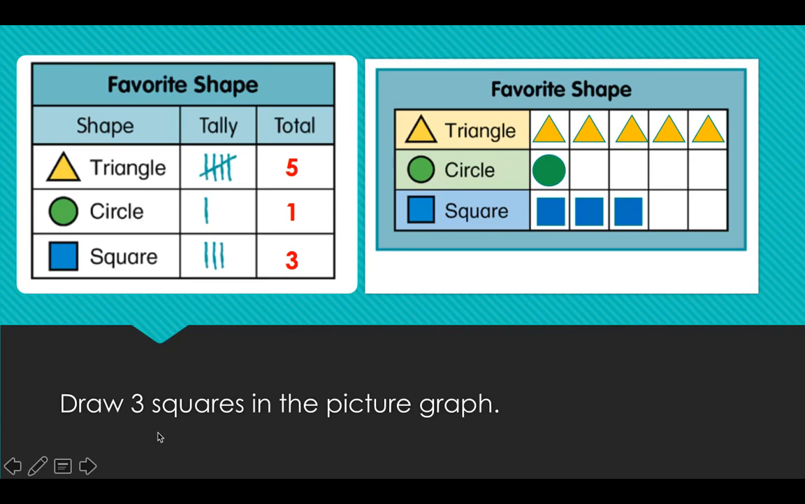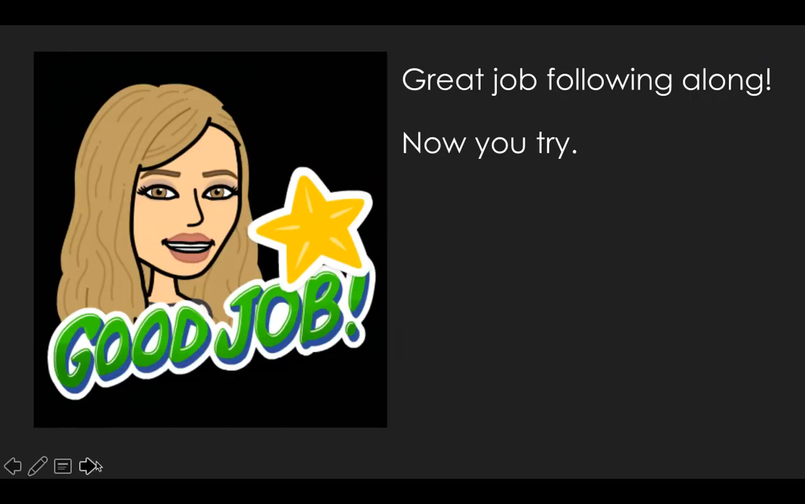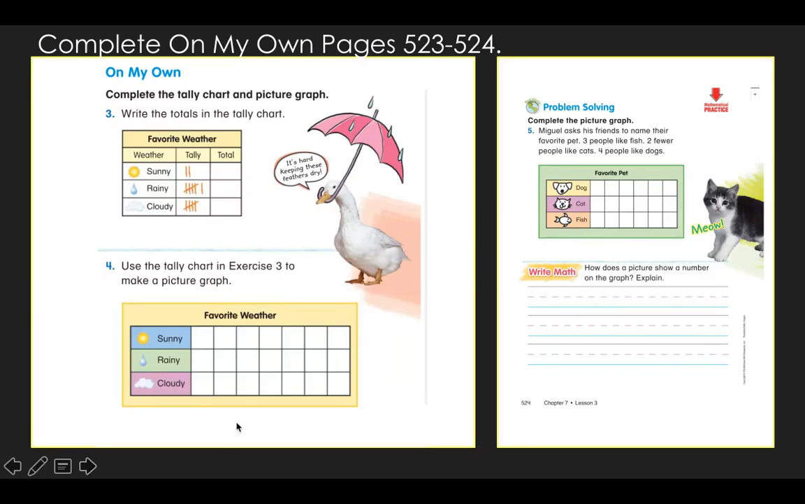Great job following along so far. We used our tally chart to make a picture graph. Great job following along. Now you try. Complete on my own pages 523 and 524. For problems number 3 and 4, they're very similar to problem number 1 and 2. First, write in the totals for your tally chart that shows the favorite weather of people surveyed. And then use those totals to make a picture graph that shows the same data.